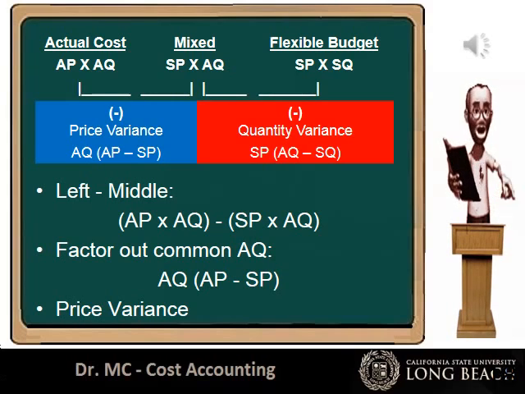Some cost accounting books do not like to teach the column approach that we are using. Instead, they use formulas to calculate the variances. This is the formula for the price variance.